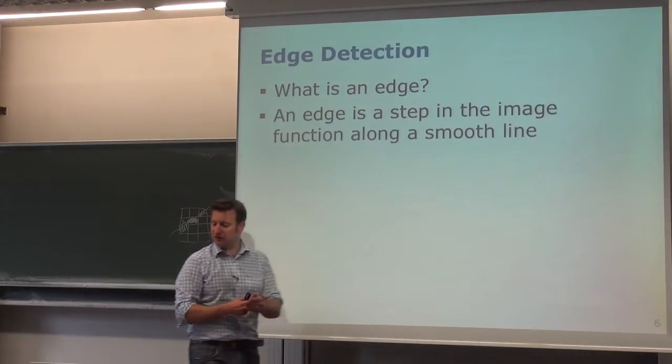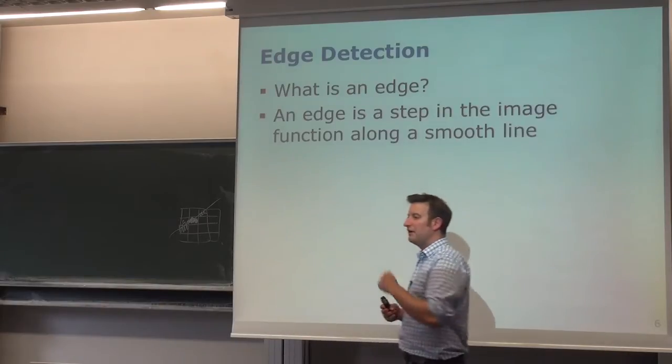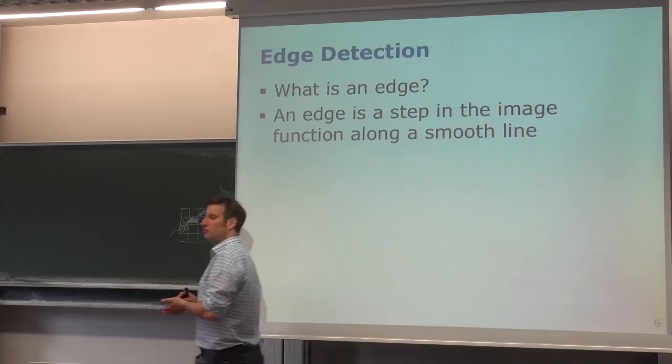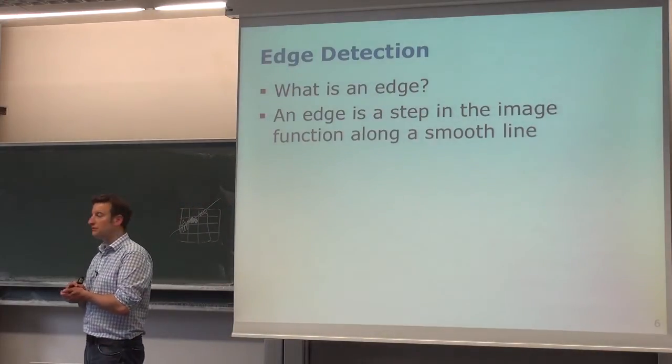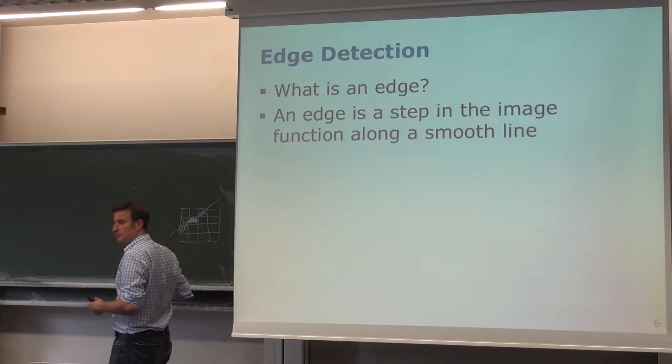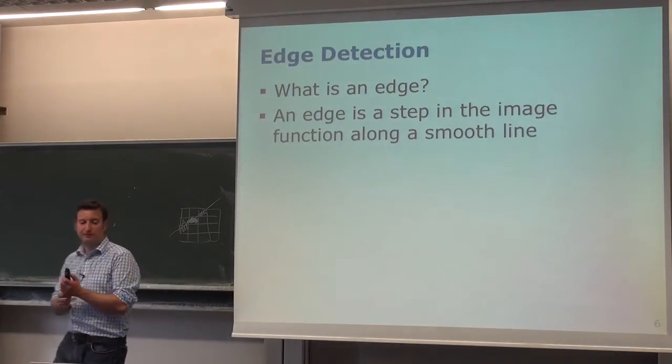OK, so our definition is it's a step in the image from dark to bright or bright to dark along a smooth line. So it means it's not a line which is broken up into small parts. So it'd be one smooth line.